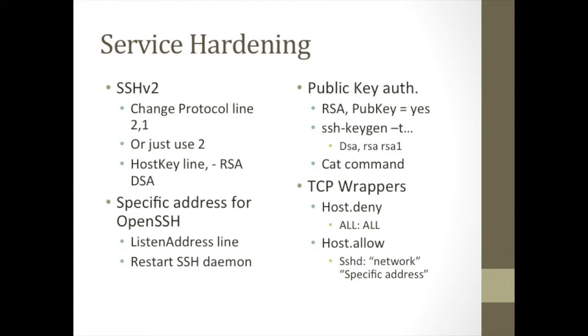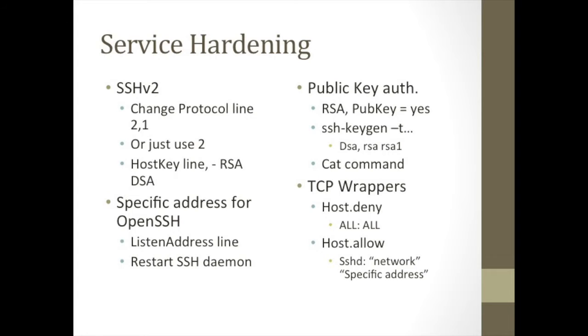When it comes to SSH v2, you want to go to the protocol line and change it to 2 and 1, or you can make it just 2. And if you do just 2, you have to go to the host key line and add the RSA and DSA so that those are in use. And then from there, you have to restart the daemon, and SSH v2 would be in use on the network.